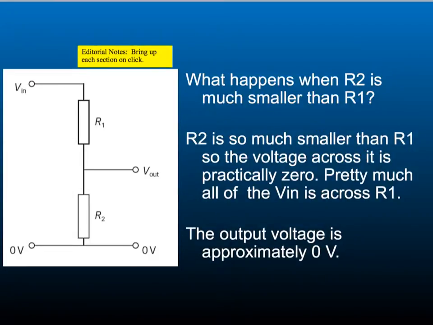If you think about that the other way around, if R2 is much smaller than R1, then it means the voltage across it is practically zero. And all of the, or pretty much all of the voltage goes across resistor 1. This means that the output voltage will be approximately zero.